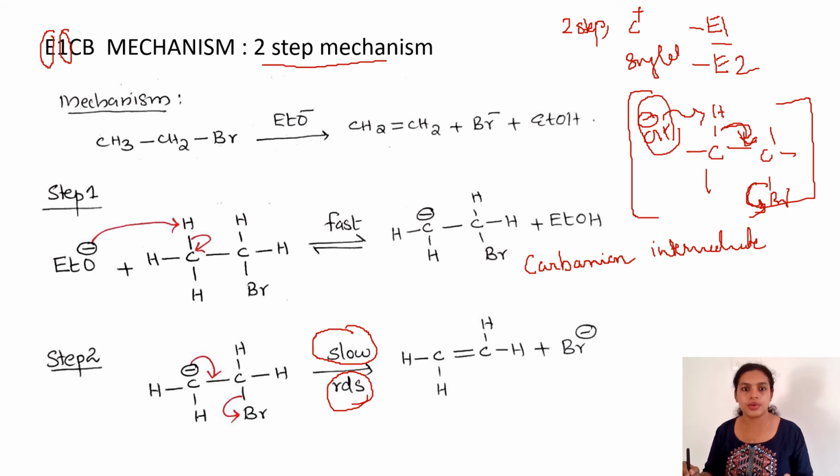Hope it is clear for you. So it's actually a combination of both E1 and E2, we can say. E1 in the sense that it takes place in two steps. In the case of E1, you should remember that the intermediate is a carbocation, but in the case of E1CB mechanism the intermediate is a carbanion.